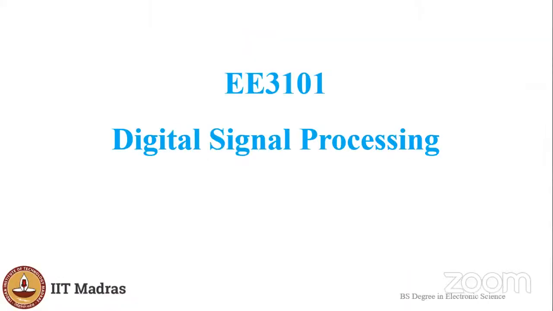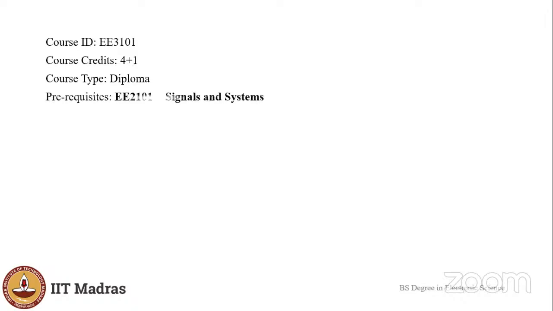I am Tony Abivarkiyam. I will be your course instructor for this particular course, EE3101 Digital Signal Processing. The course code is EE3101. The course name is Digital Signal Processing. The course credit is 4+1, same as signals and systems. It has 4 credits for the theory and 1 credit for the lab component. The course type is diploma. The prerequisite for this course is EE2101 signals and systems, which you have already studied in the last term.